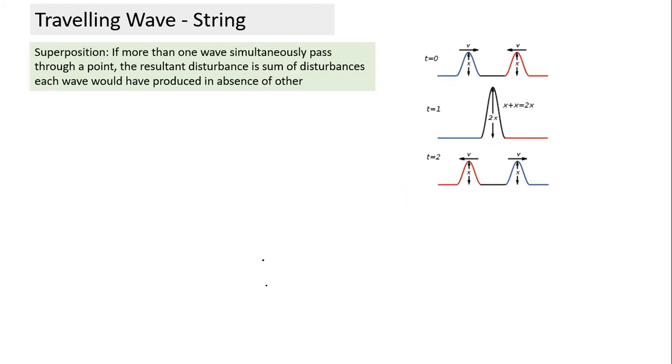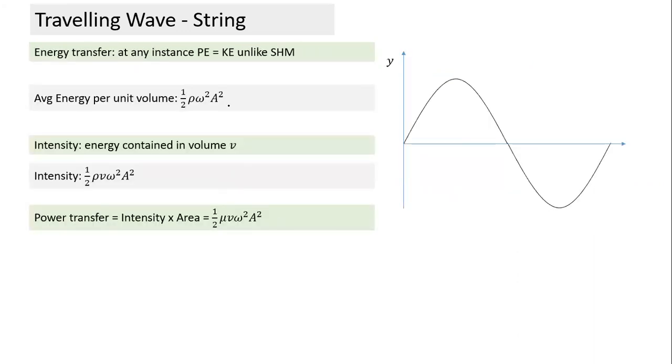Now, that is what we'll keep in mind. Starting from one expression, we can arrive at all. From the expression for energy per unit length, we can arrive at energy per unit volume. I can calculate intensity, which is the energy contained in volume equal to V, and then we can arrive at power output. These are the four energy terms that we should know.